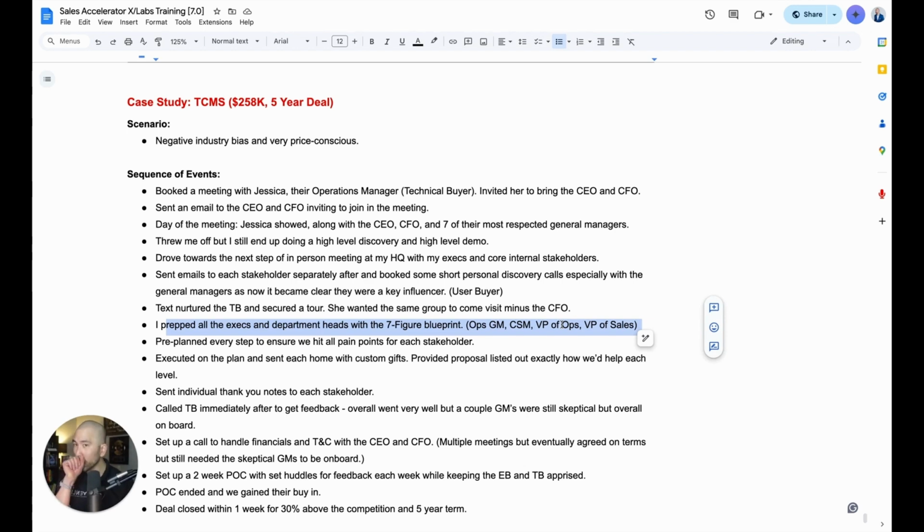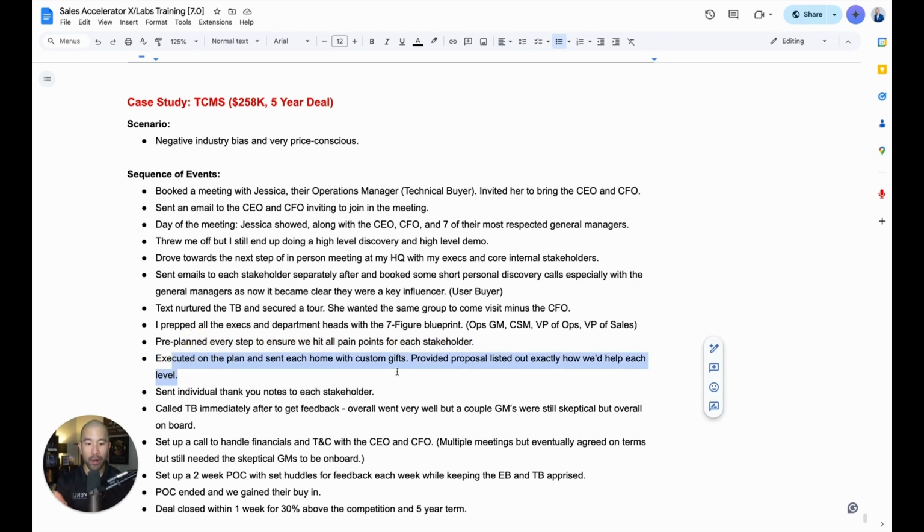And similar to before, I pre-planned every step. If you watch this other section, I had a playbook for how I ran these in-person events or meetups at our location, right? So pre-plan every step, hit all the pain points for each stakeholder. We execute on the plan.